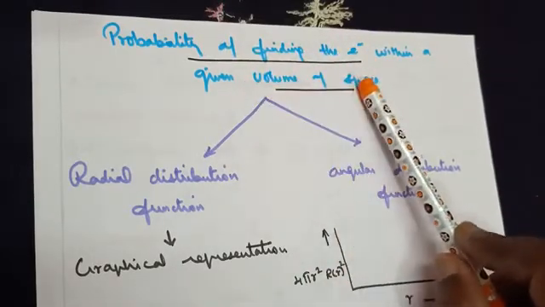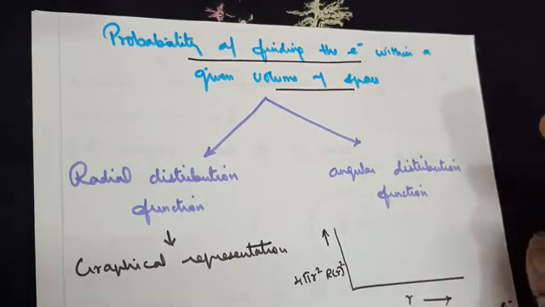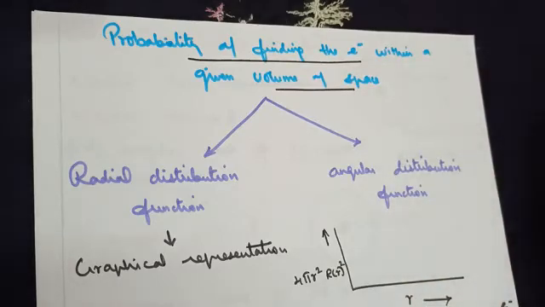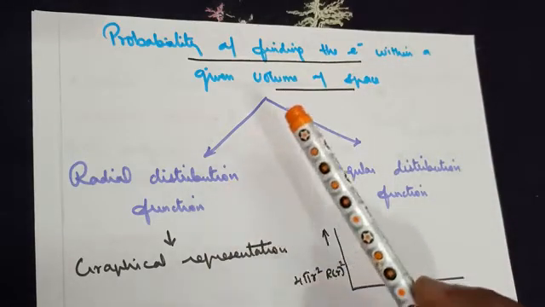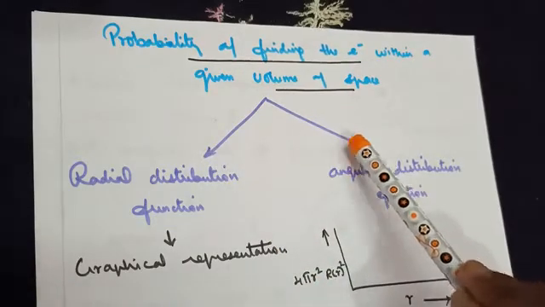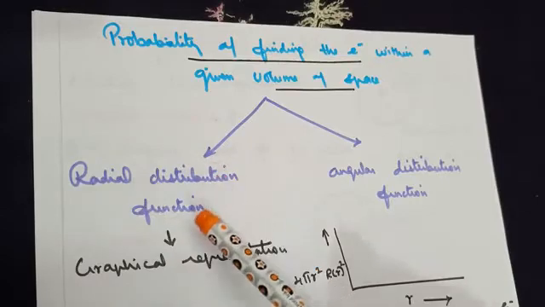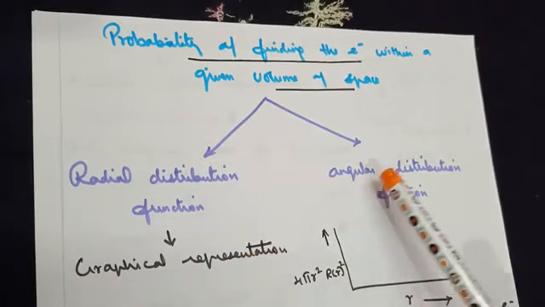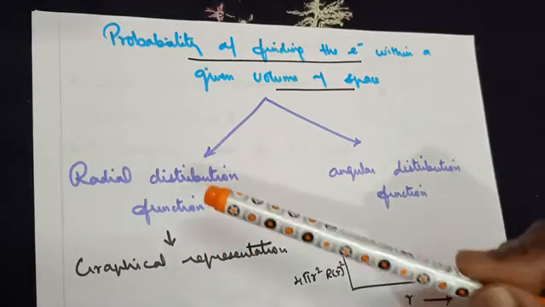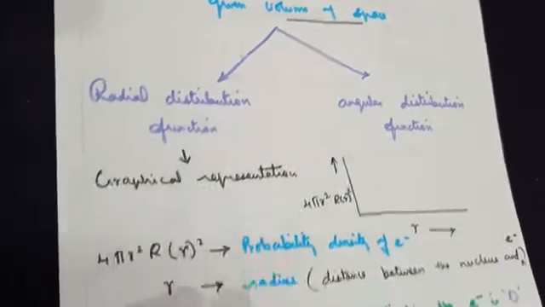The concept you will be learning in today's class is the probability of finding the electron within a given volume of space, meaning within the atom. Here again, two different theories of explanation can be given. One is the radial distribution function, the other is the angular distribution function. First we will see the radial distribution function.